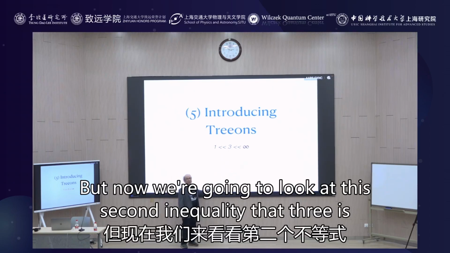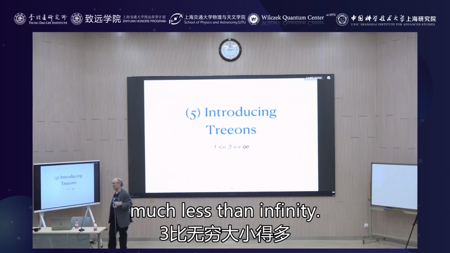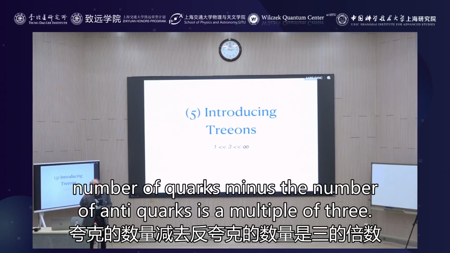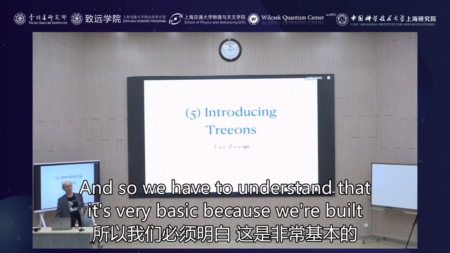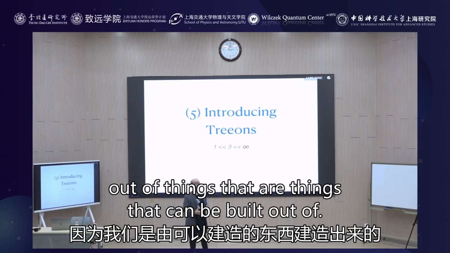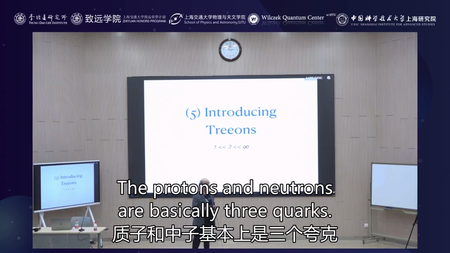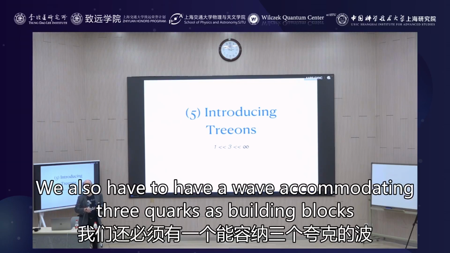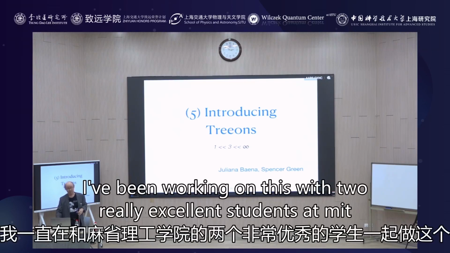But now we're going to look at this second inequality, that 3 is much less than infinity. Remember, the confinement was in units of 3. Number of quarks minus number of antiquarks is a multiple of 3. And so we have to understand that. That's very basic because we're built out of things that can be built out of protons and neutrons, which are basically 3 quarks. So it won't do to just have quarks and antiquarks. We also have to have a way of accommodating 3 quarks as building blocks of matter. And I've been working on this with 2 really excellent students at MIT.